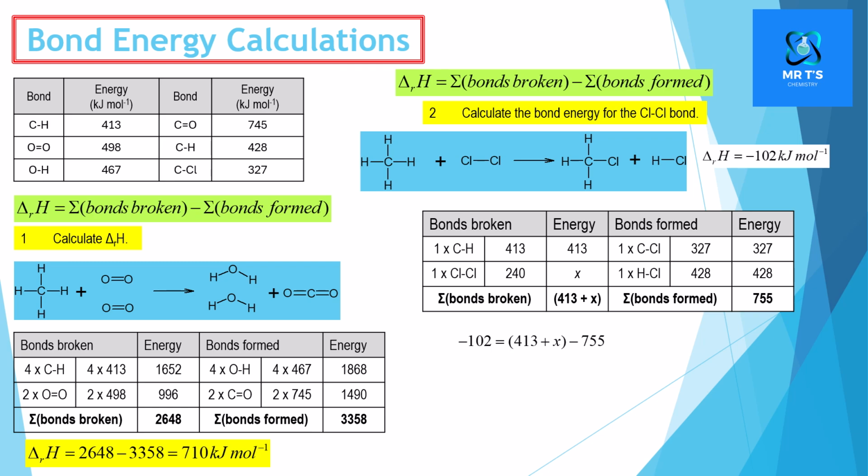If you can imagine, if I was to take the 413 and move it to the other side of the equation, it becomes minus 413. If I move the 755 to the other side, it becomes positive 755. So essentially what I get is minus 102 minus 413, which is minus 515, and once I move that over, it's plus 755, and X equals 240 kilojoules per mole. Again, once you've worked out the form of this equation, you can put it into an equation solver, or you can use your algebra to solve it. No matter which way you do it, best of luck.